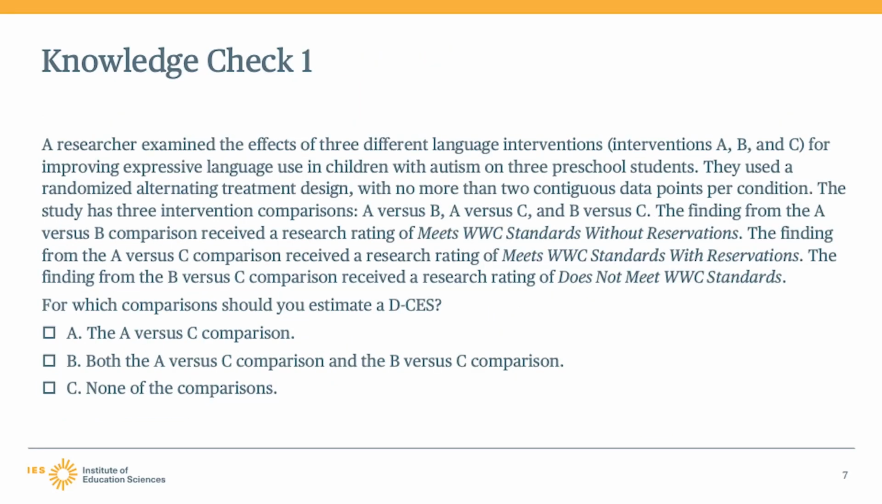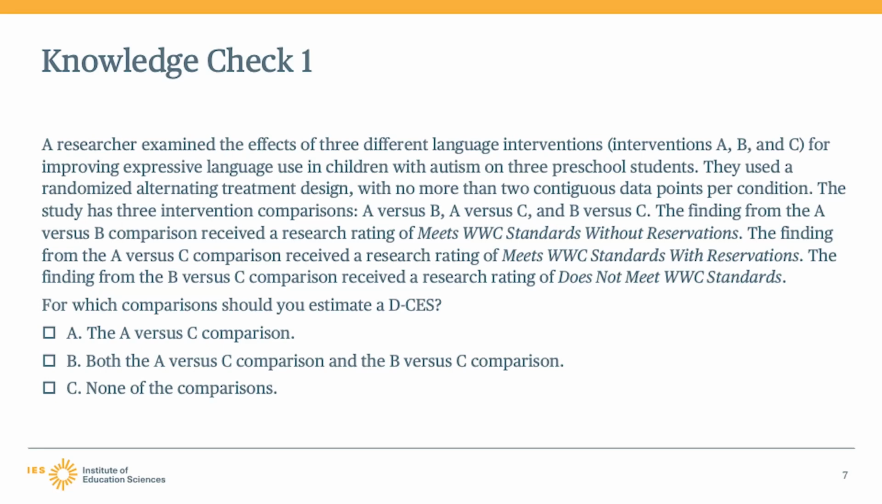Time for your first knowledge check in this module. A researcher examined the effects of 3 different language interventions, Intervention A, B, and C, for improving expressive language use in children with autism on 3 preschool students. They used a randomized alternating treatment design with no more than 2 contiguous data points per condition. The study has 3 intervention comparisons: A versus B, A versus C, and B versus C.